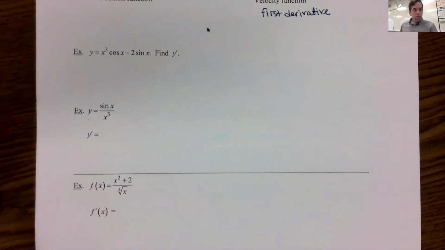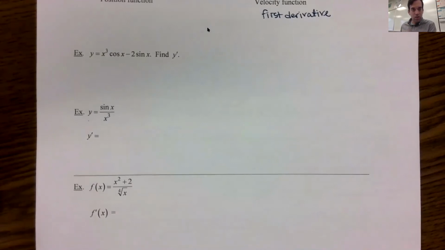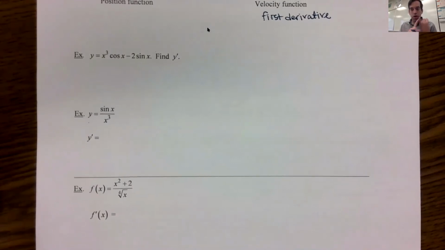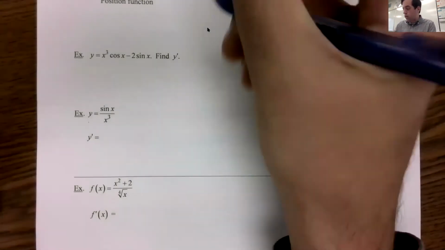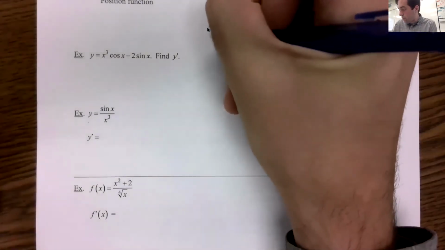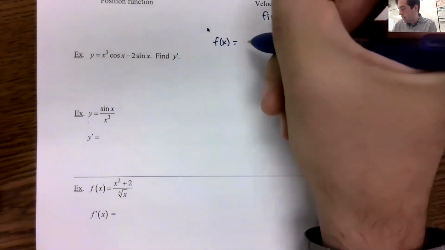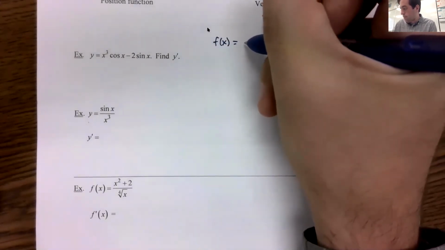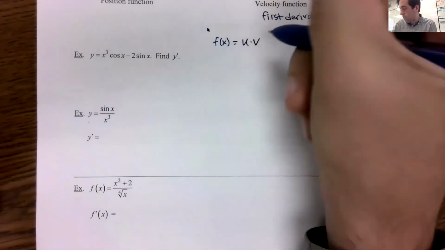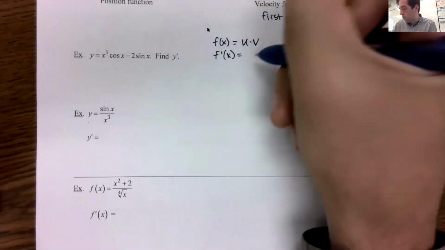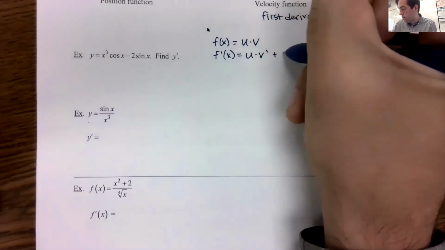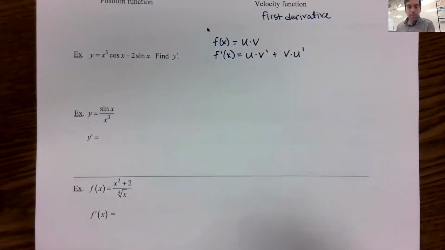y equals x cubed times cosine x minus 2 times sine x. Find y prime. Okay, so let's think about this. We've got a lot going into this one question, because this is introducing us to the product rule, which says that if f of x equals u times v, then f prime of x equals u times v prime plus v times u prime.